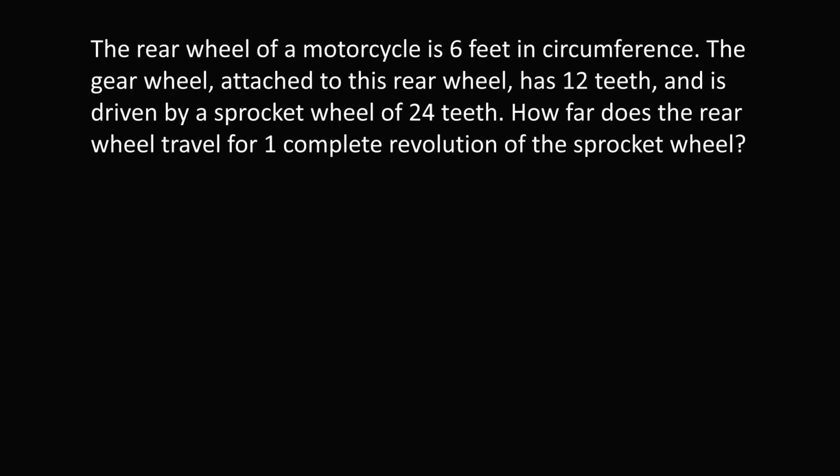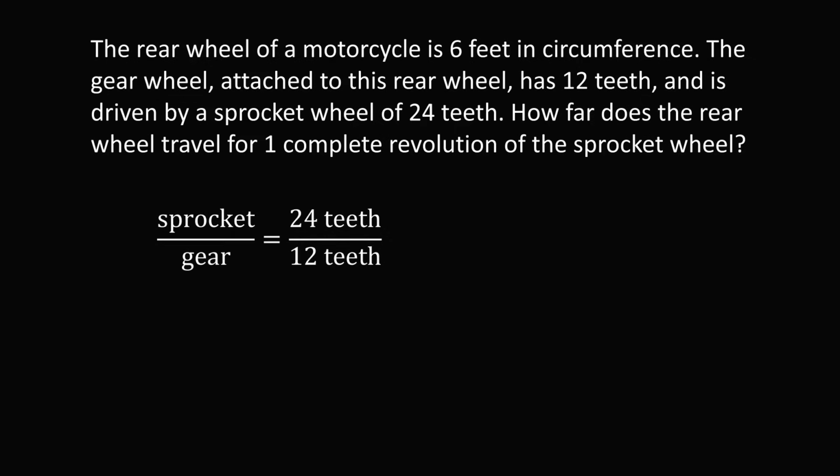Now here's another interesting question. The rear wheel of a motorcycle is 6 feet in circumference. The gear wheel attached to this rear wheel has 12 teeth and is driven by a sprocket wheel of 24 teeth. How far does the rear wheel travel for 1 complete revolution of the sprocket wheel? I'd never solved a problem like this in any SAT exam, but the mathematics are not too hard to figure out. So let's start out with the gear ratio.